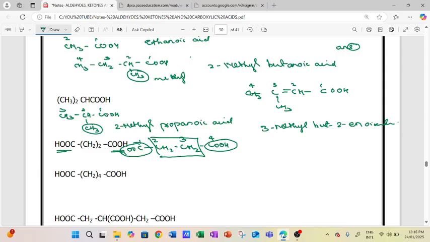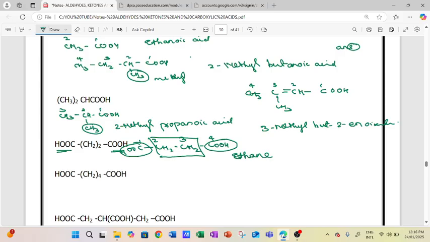So it means ethane is the main chain, and write the complete name, along with the last letter E. It means if multiple carboxylic acid groups are there, don't include that carboxylic acid carbon along with the main chain. That carboxylic acid will be read as carboxylic acid only. It means ethane, in ethane the first and the second position.